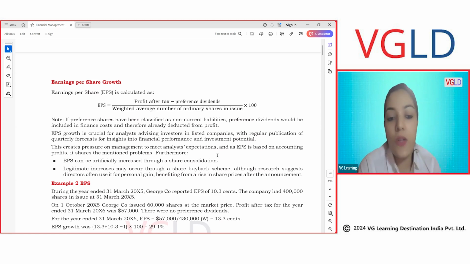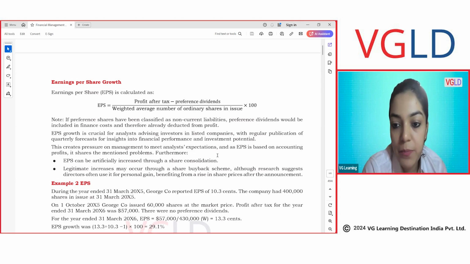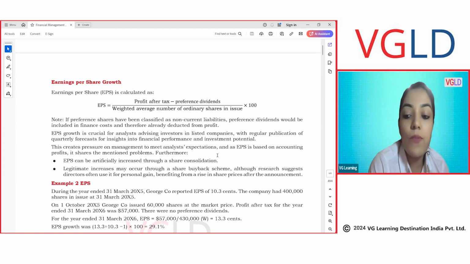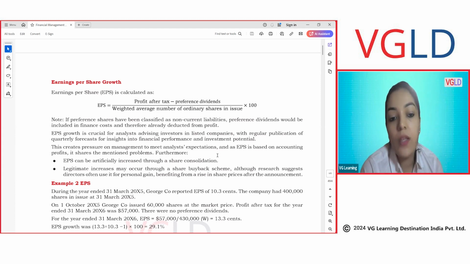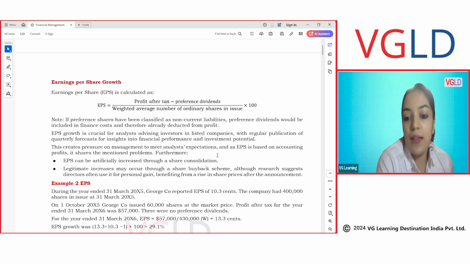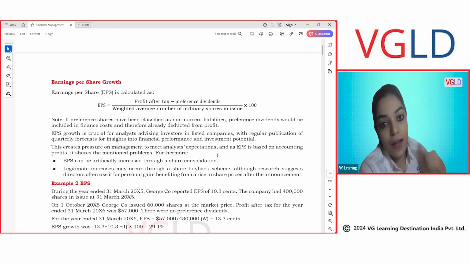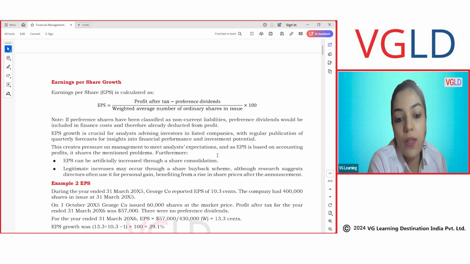So EPS growth is crucial for analysts advising investors in listed companies with regular publication of quarterly forecasts for insights into financial performance and investment potential. So EPS is a very important metric which is closely tracked by investors. This creates pressure on management to meet analysts' expectations. So are you seeing that EPS is a measure which is based on profits? So this creates pressure on management to meet analysts' expectations, and as EPS is based on accounting profits, it shares the above mentioned problems like manipulation.